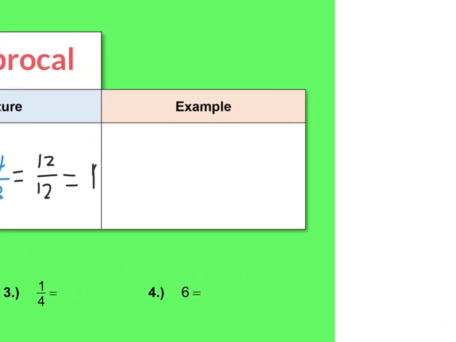I'll do another example here. I'll do a kind of a confusing one. So let's say I have 1/5. Well, the reciprocal of that is going to be 5 over 1, which is also just 5. If you multiplied those two numbers by itself, you would get 5 over 5, which is equal to 1.